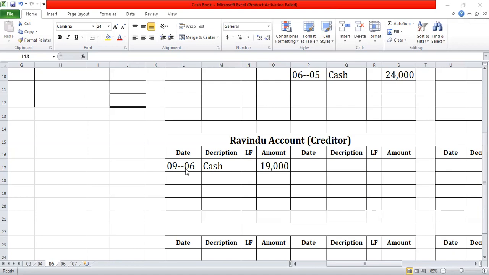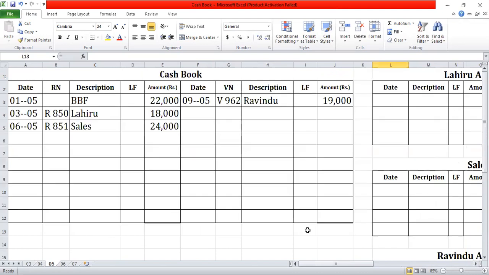Okay, Buddha. Again, on the next day, we have paid another creditor. The date is 11th of June. Voucher number 963. We have paid Vikum.